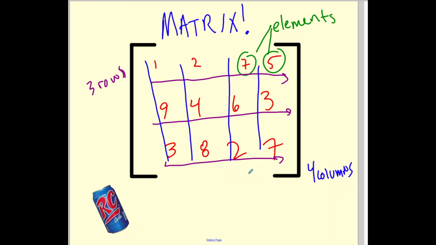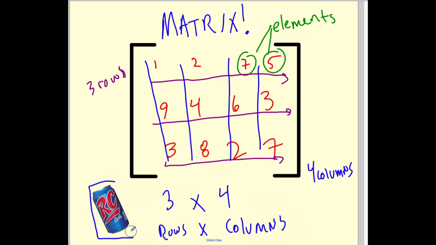That's important because this helps us write the order of our matrix. The order of our matrix is just saying, how many rows and columns do we have? We have 3 rows and 4 columns. You see the order I did it in? RC, rows by columns. To help you remember that, I like to think of RC Cola. RC, rows and then columns.